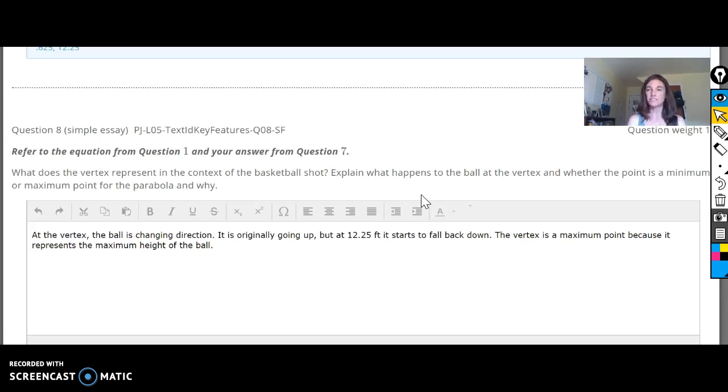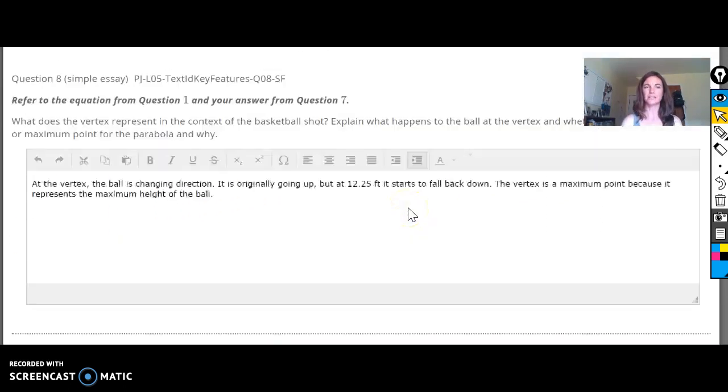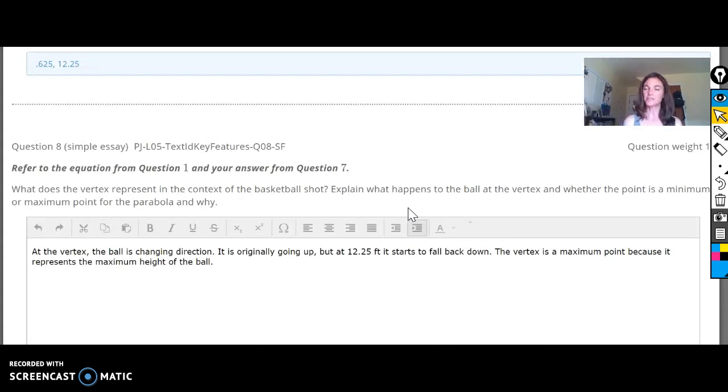And the vertex is the point where it changes direction. So up until the vertex, the ball is going up, and after the vertex, the ball is going to head back down. Okay, so 12.25 is the highest point that the ball reaches, and it reaches that point at 0.625 seconds. Okay, so that is the last question for this entire unit.